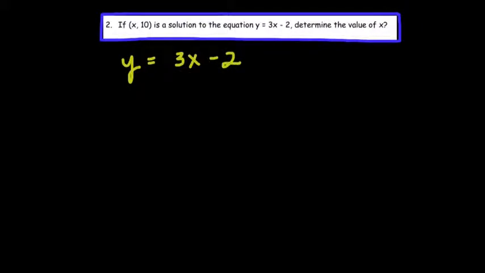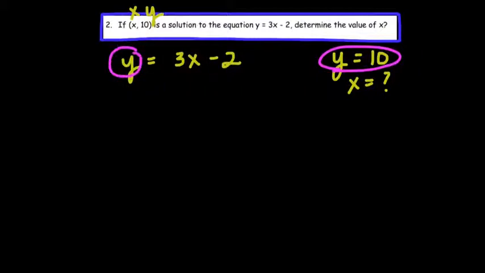And remember, I'm always given an x and a y value. So here they give me the point (x, 10). That means that my y is equal to 10, and I'm being asked to find my x value. So I don't know that yet. So what I'm going to do is take this 10 here, and replace the y with that 10. So I'm going to rewrite this as 10 equals 3x minus 2.